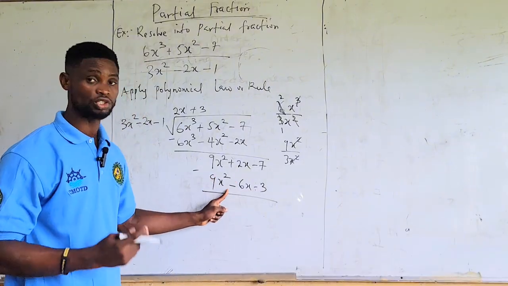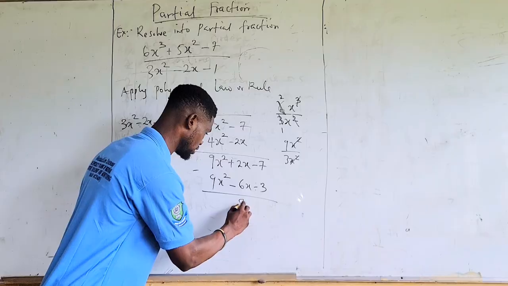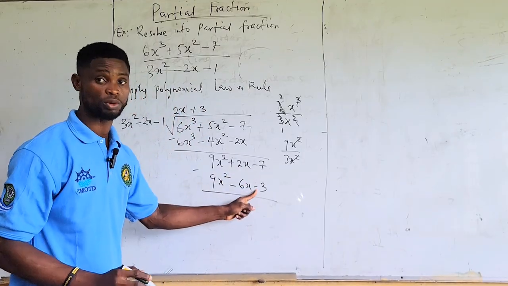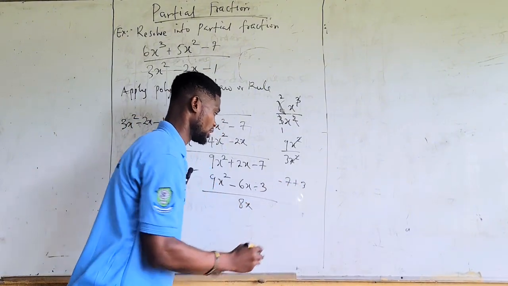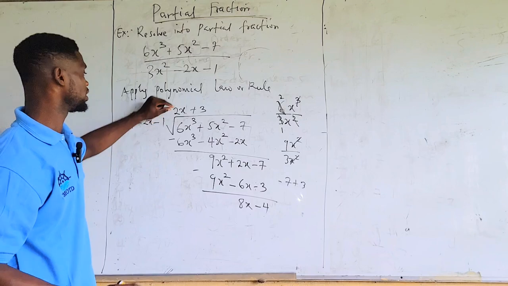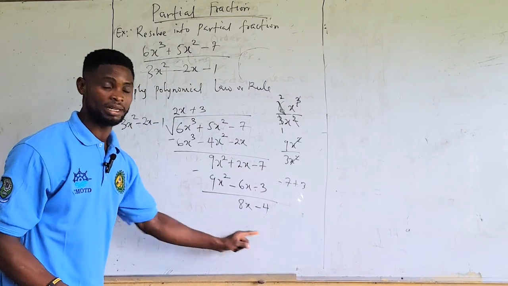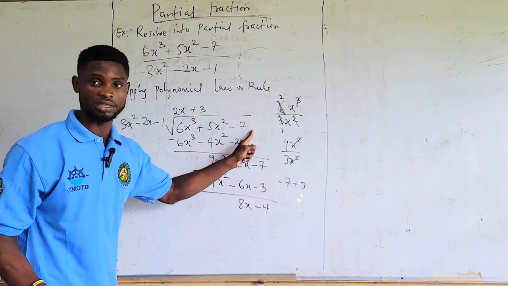2x minus minus 6x, minus times minus is plus, 2 plus 6 gives us 8x. So we have 8x. Minus 7 minus minus 3 is plus, so minus 7 plus 3 gives us minus 4. So this is what we mean by quotient, this is what we mean by remainder, this is what we mean by divisor, and this is the dividend.